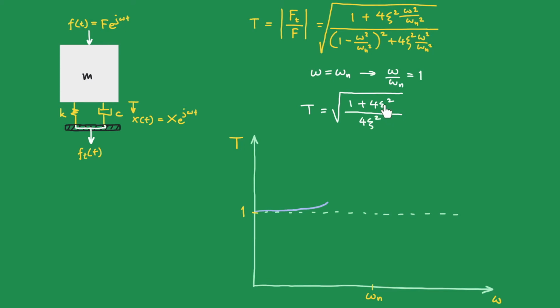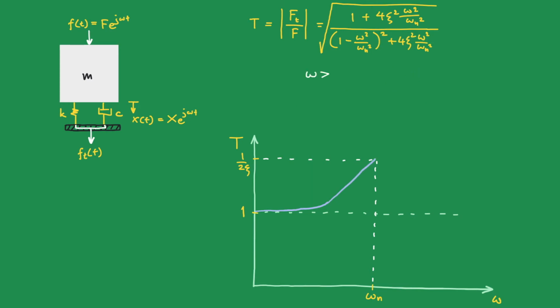Now zeta is usually a small value for most engineering structures, typically 0.01 up to 0.1. So 4 zeta square is much smaller than 1. So we have 1 over the square root of 4 zeta square, which is equal to 1 over 2 zeta. This tells us that when the excitation frequency matches the natural frequency, the transmissibility is 1 over 2 zeta. Let's denote 1 over 2 zeta here. So approaching omega n, the transmissibility will increase and peak at 1 over 2 zeta.